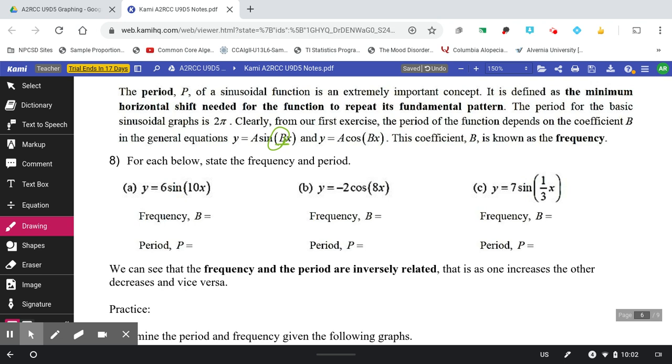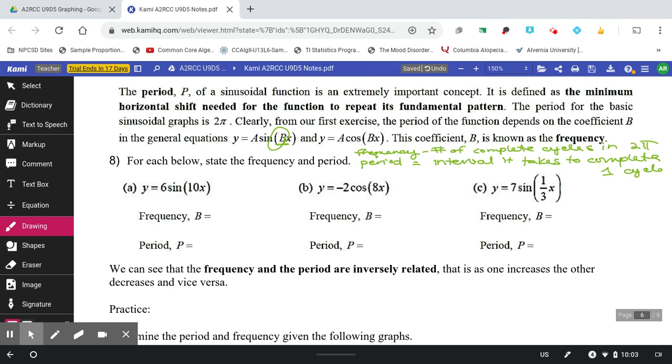So again, note the difference between the two. Okay, so I'm just going to define these one more time because this is a problem normally in the classroom. Students don't understand the difference between frequency and period. So frequency is the number of complete cycles in 2 pi, okay, in that interval of 2 pi, whereas the period is equal to the interval it takes to complete one cycle.